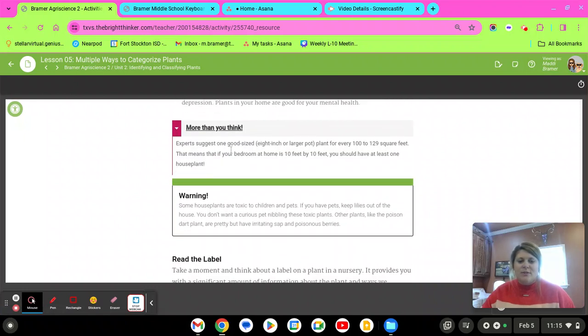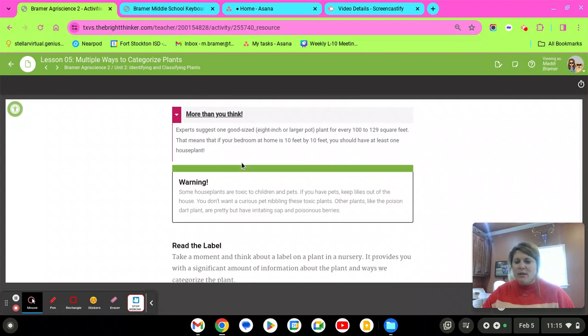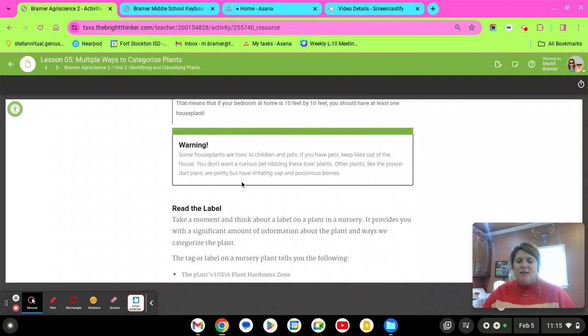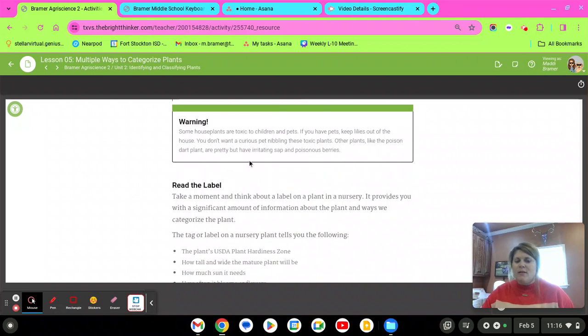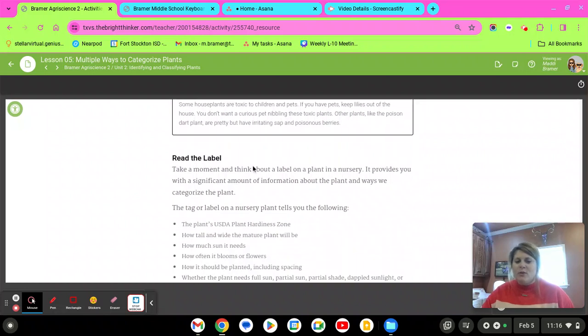Experts suggest one good size, 8-inch or larger, potted plant for every 100 to 129 square feet. That means if your bedroom at home is 10 by 10, you should have at least one house plant. Some house plants are toxic. One really common one is the poinsettia that we see at Christmas time. These are toxic to your pets, so you want to do your research before you get some of these plants.